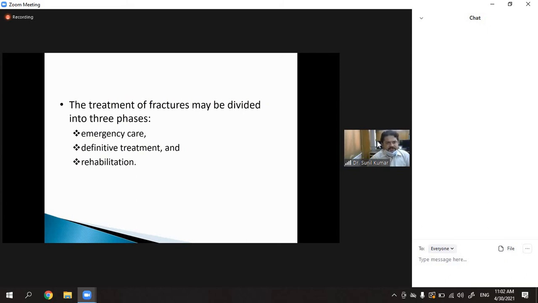Treatment of fractures may be divided into 3 phases. One is emergency care, second is definitive treatment, and then we have to rehabilitate the patient, which is part of the management of the fracture. We have to consider this from the start of the treatment, then we have to rehabilitate the patient in the end.